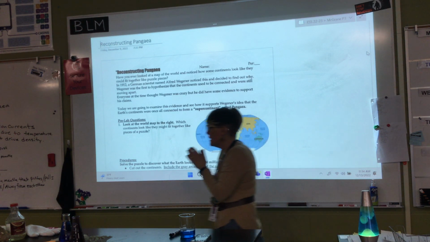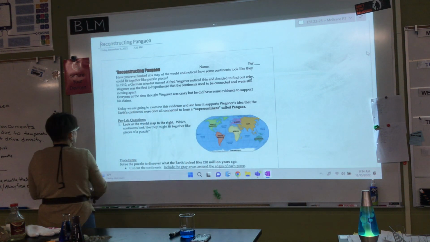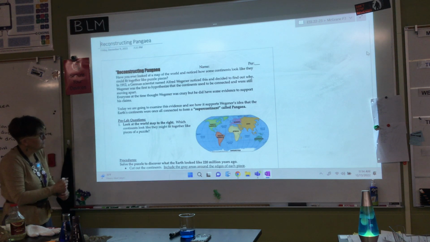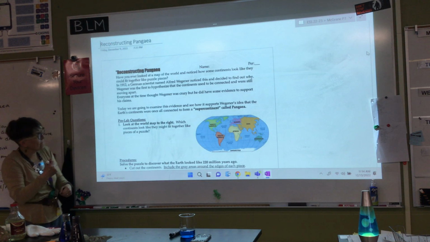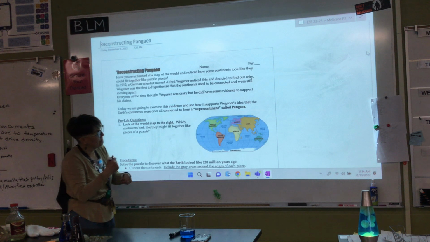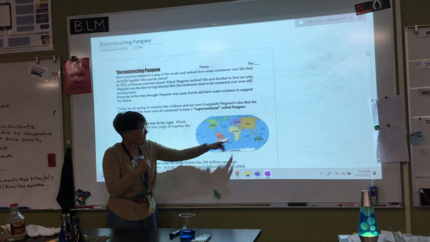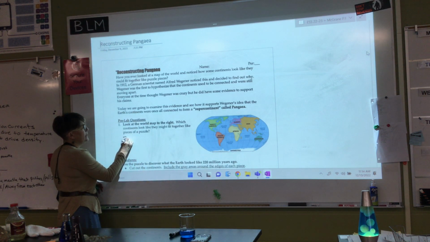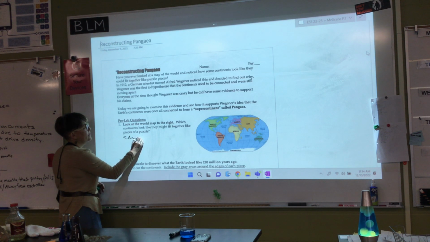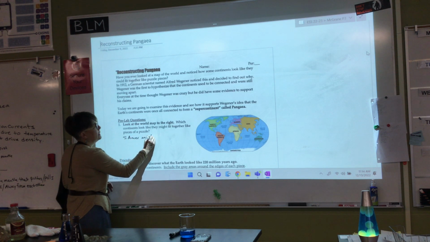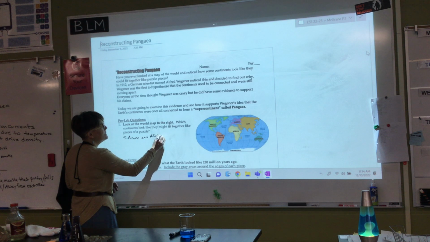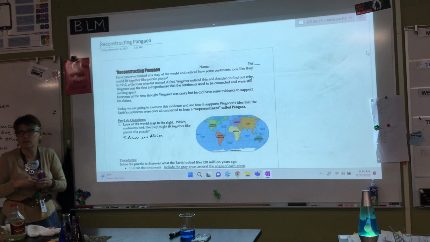One. Ethan, can you see anything that looks like it might fit together here? The east side of South America and the west side of Africa. Okay, so we could say South America and Africa. Let's go ahead and write that down. South America and Africa. Does anybody see any other continents that possibly could fit together?